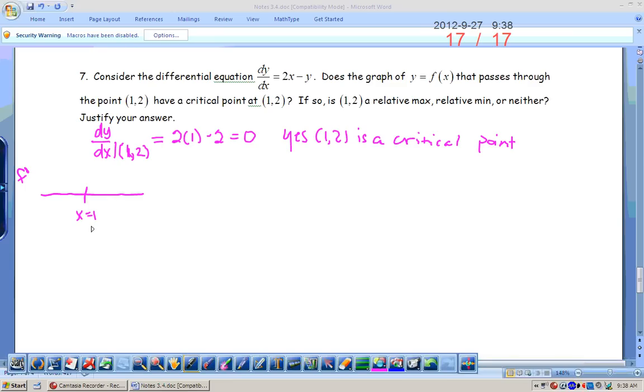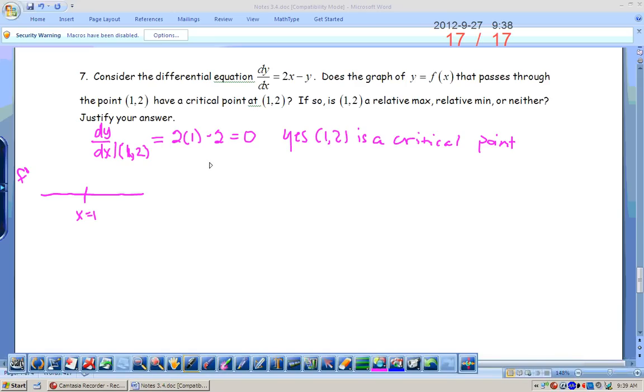Well, that's impossible to do here, because if I want to do a test point to the left of x equals 1, that would be at x equals 0 or anything less than 1, but the logical one would be 0. But if I plug in a 0 for x, I don't know what the corresponding y value is, and I'm not given a formula for f of x to find that y value. So we cannot use the first derivative test to determine whether this is a min or a max. We're forced to take the second derivative and use the second derivative test.